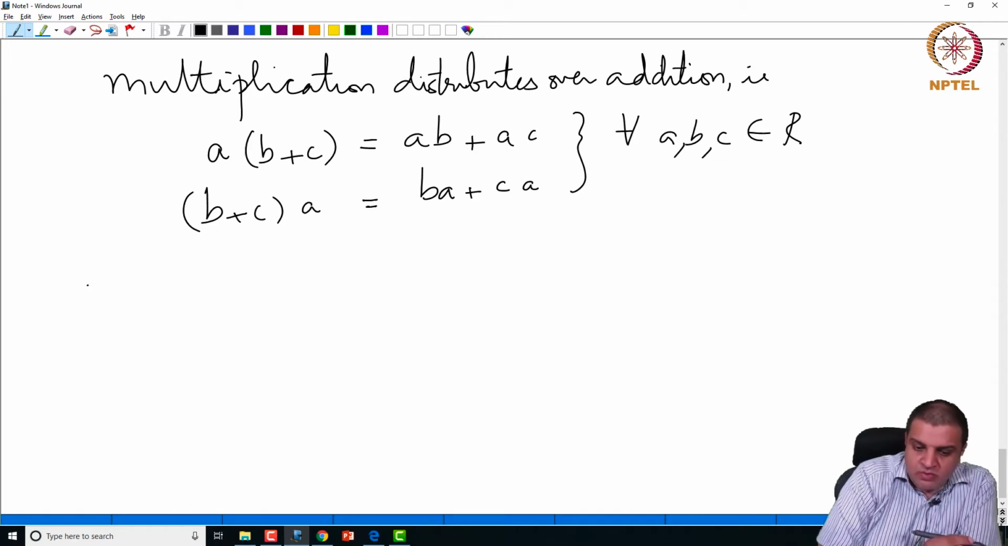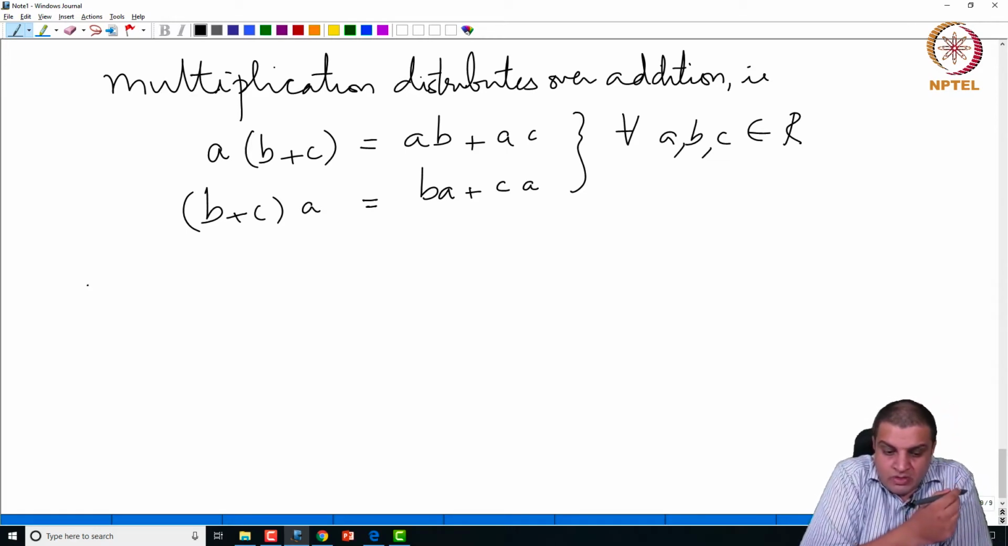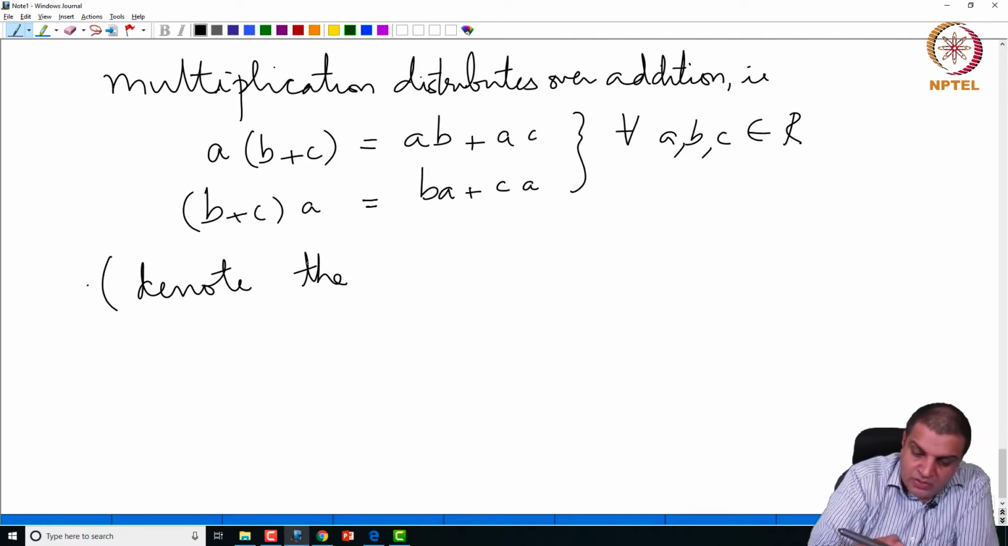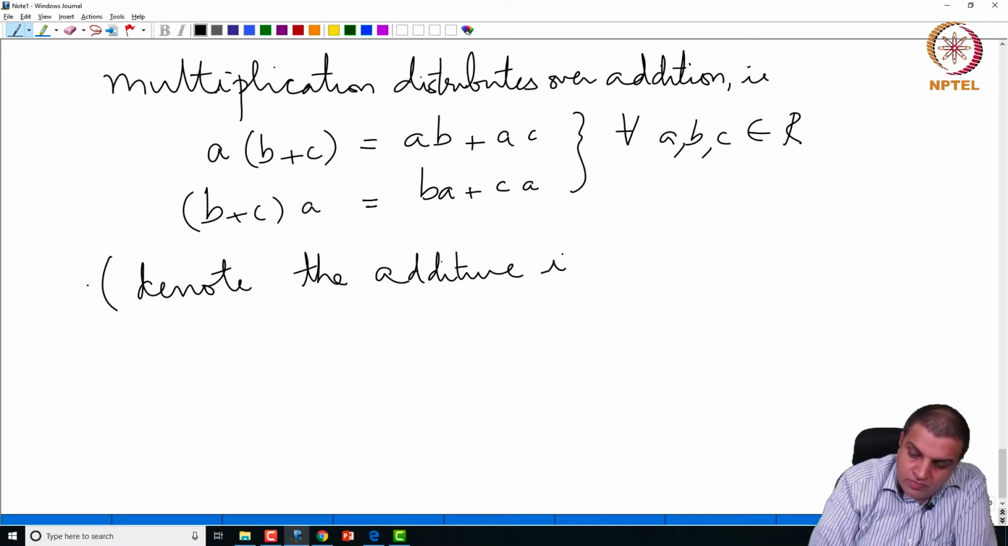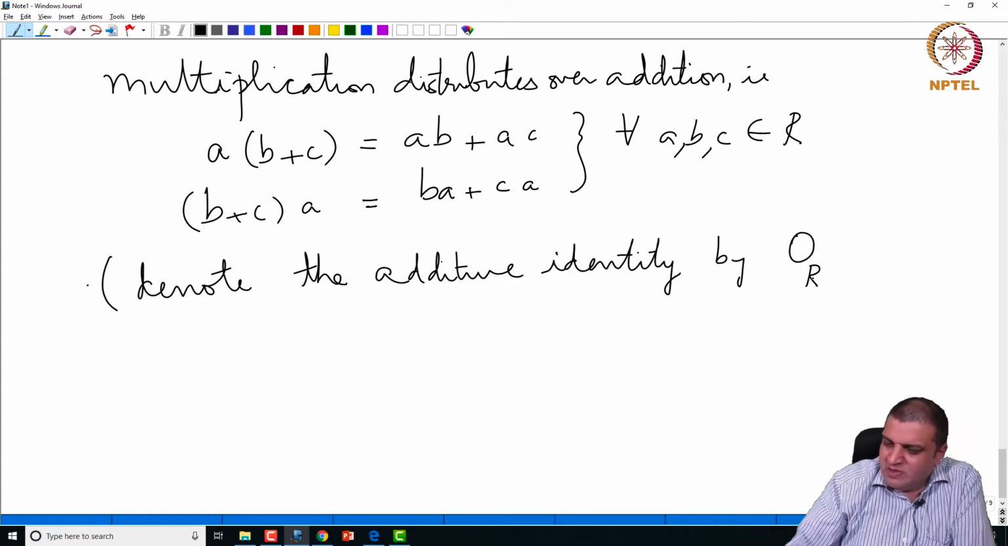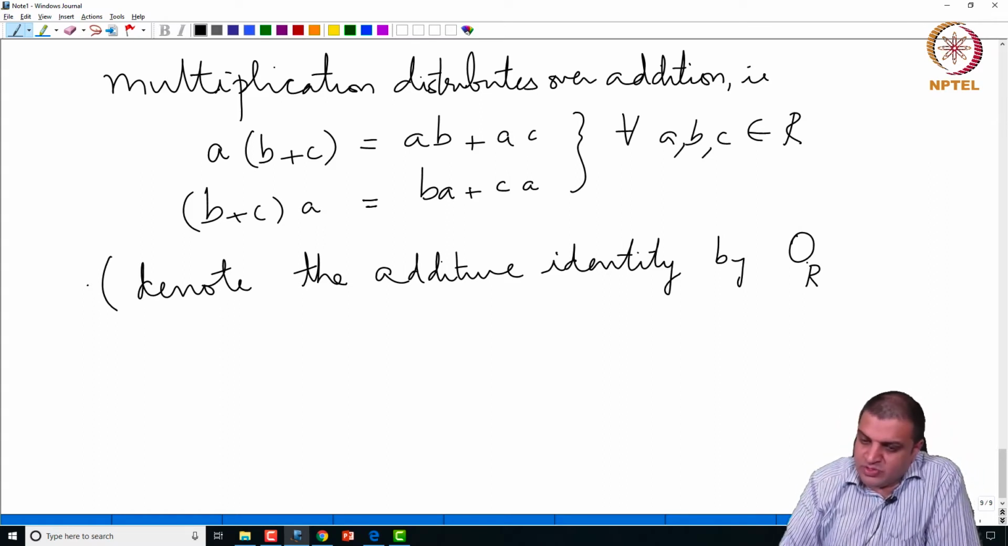Then we already said that under plus, the set R is an abelian group. So it has an additive identity, which we denote by 0 sub R, and often it will be clear which ring we're talking about, so we could just write 0. Okay.